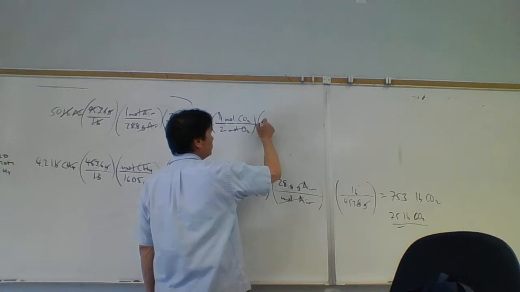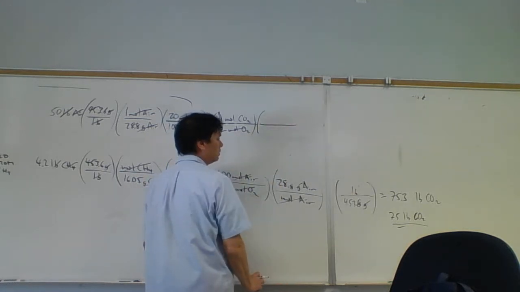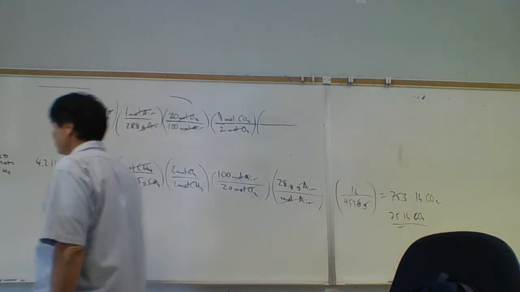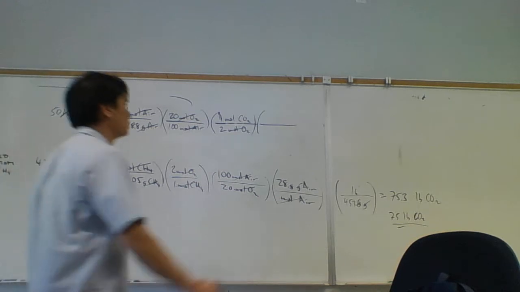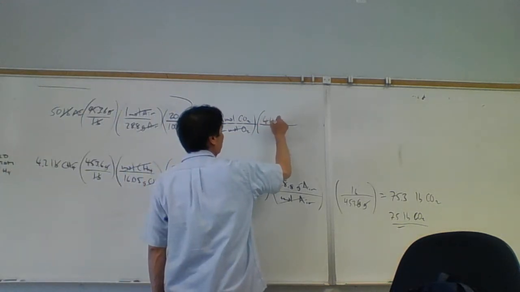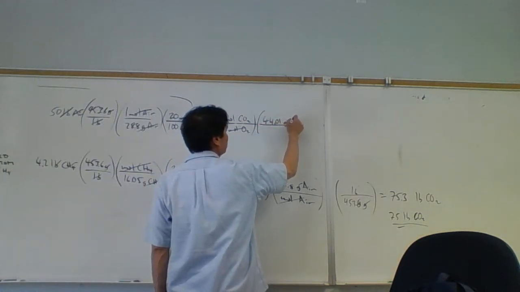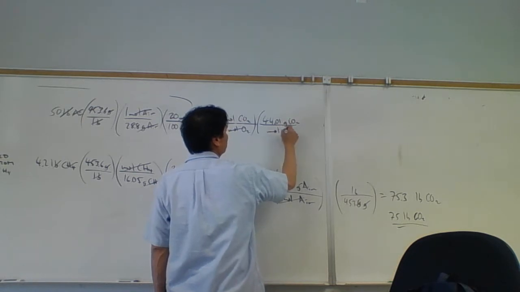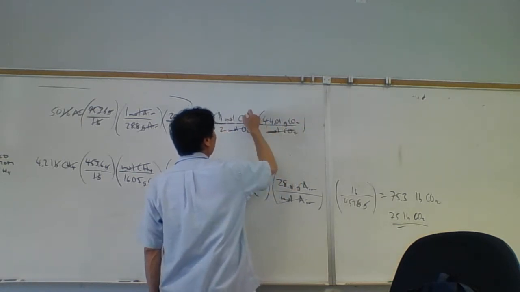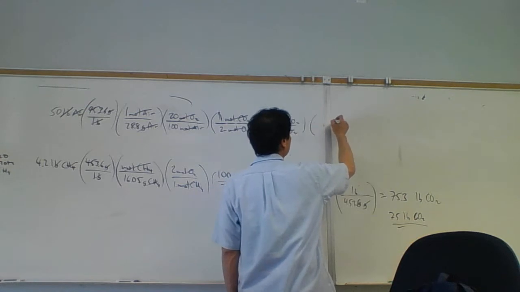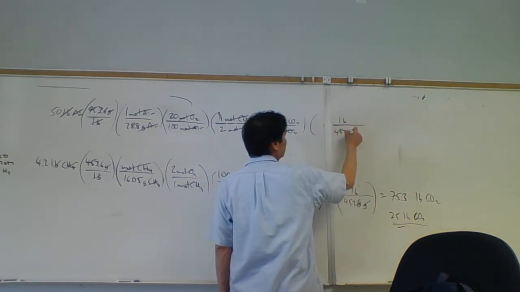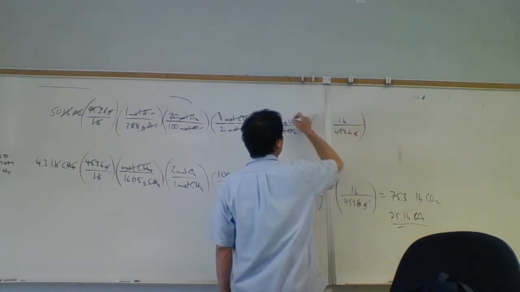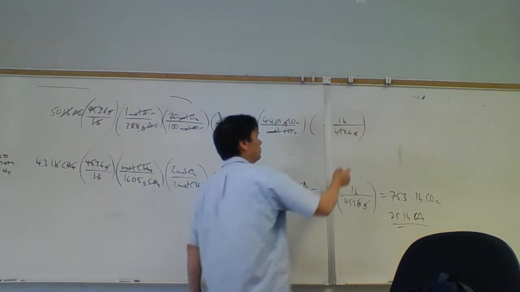From moles of CO2, I'm going to go to, what's the molar mass of CO2? Yeah, that's 44.01 grams of CO2 per mole. So now I have grams of CO2. From grams of CO2, I'll just go to pounds of CO2. So for every pound, we have 453.6 grams. And so that gives me pounds of CO2.